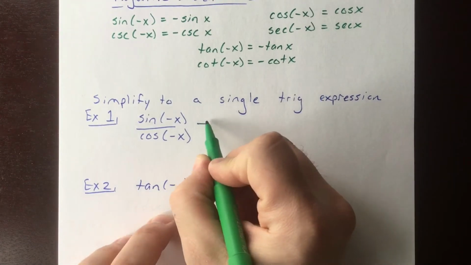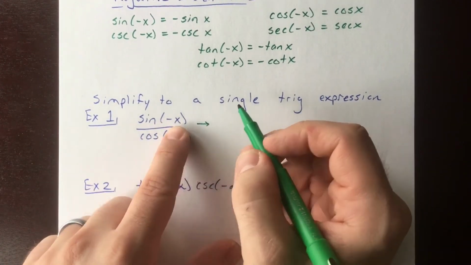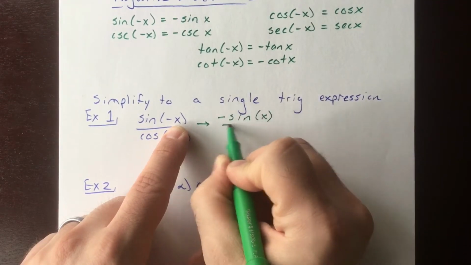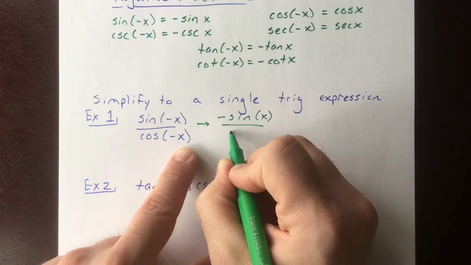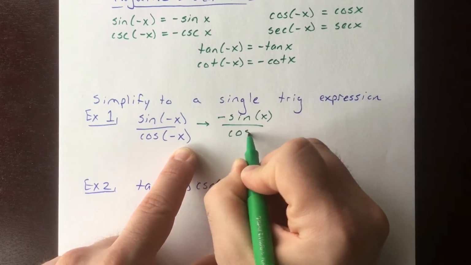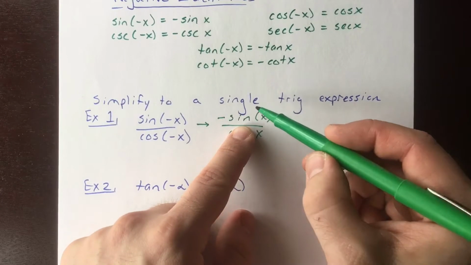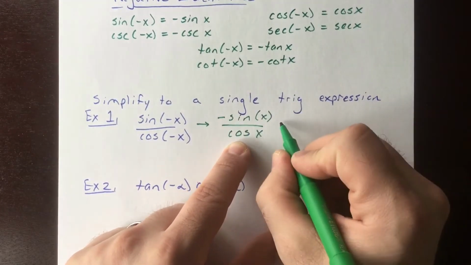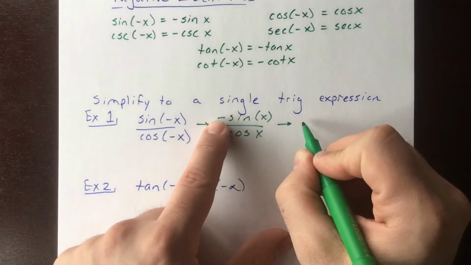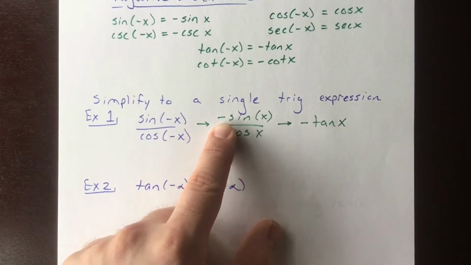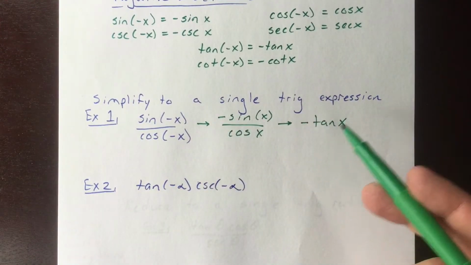So we know here that sine of a negative value, the negative pops out front, and then cosine of a negative value, the negative is disregarded. Okay, so we also see that we have sine of x over cosine of x, which simplifies to now just negative tangent of x, and that is simplified.